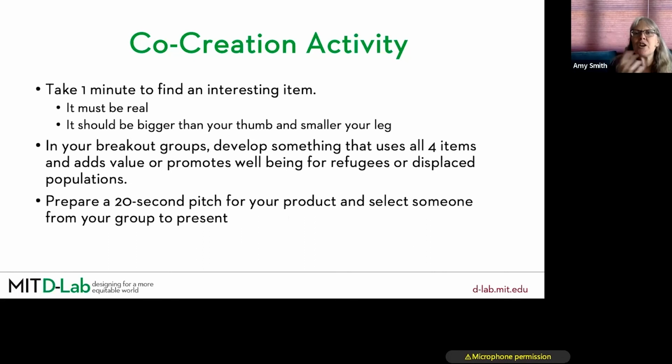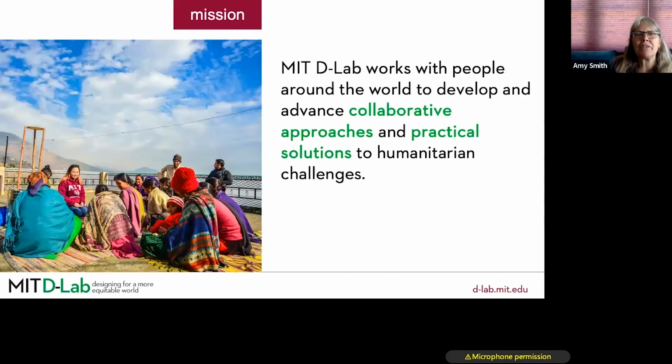But what we're going to do now is we did think that it might be a good idea to just talk a little bit about D-Lab. We didn't want to start with that because we wanted to start with some activities, but we wanted to just share a little bit about D-Lab.